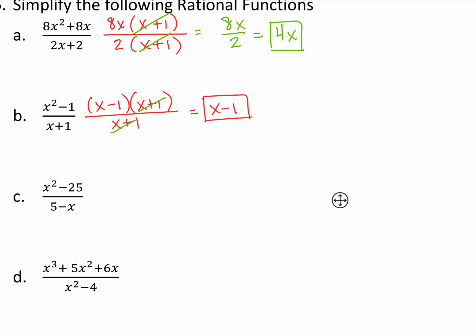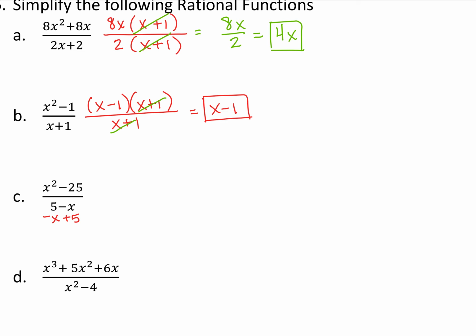Okay, C. x squared minus 25, I know, is a difference of squares. Looking at my denominator, though, it's 5 minus x. I don't like it like that, so I'm going to rewrite it so that there's an x first, because that's what I'm used to seeing, so that becomes negative x plus 5. That allows me to look at it slightly differently.